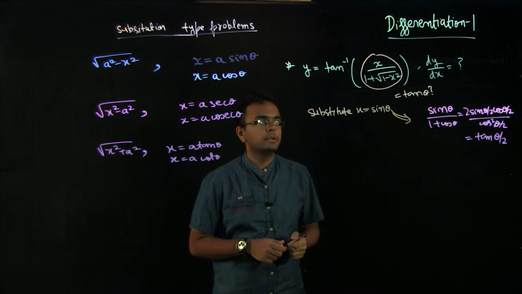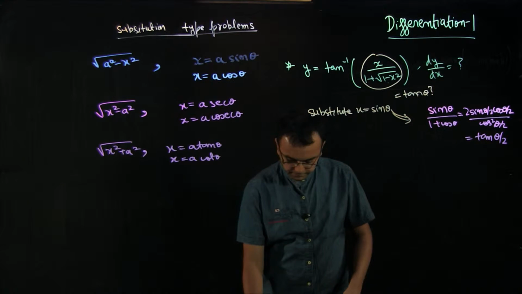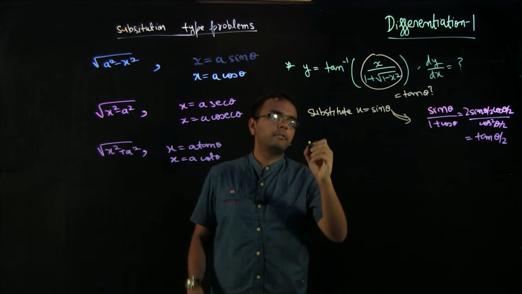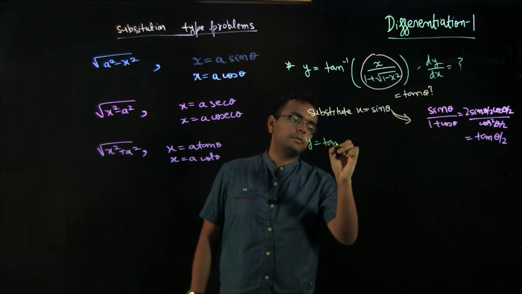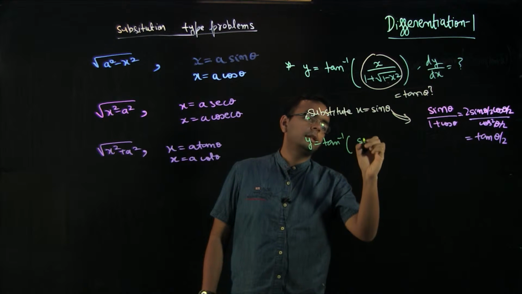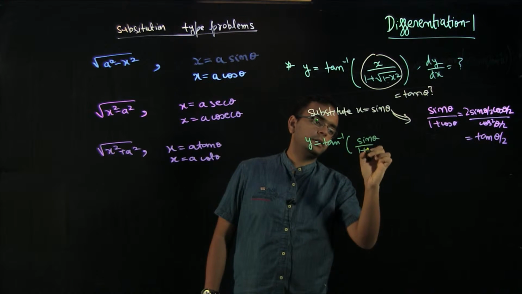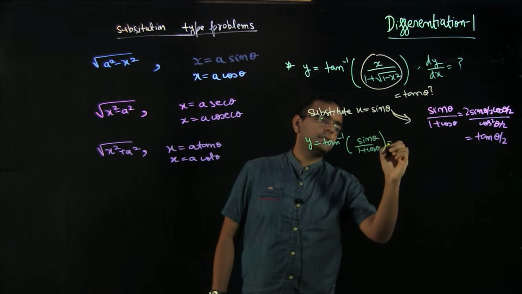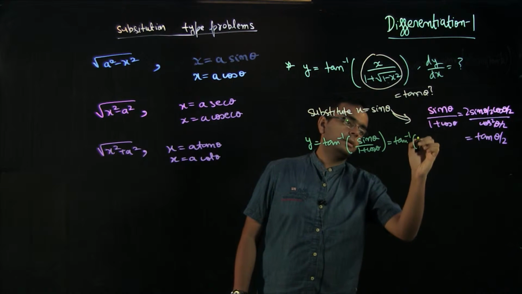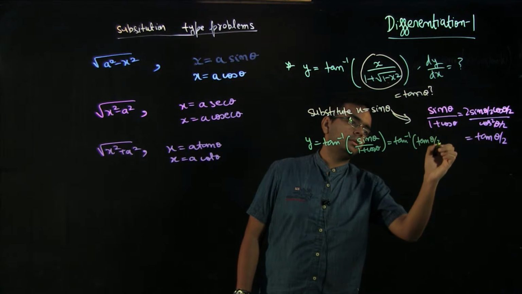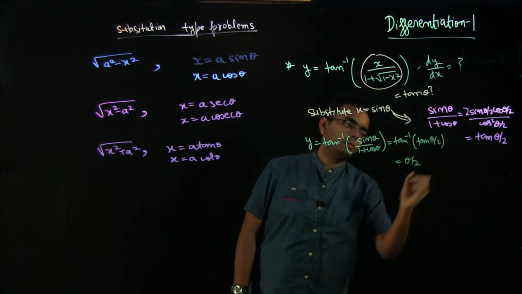If you substitute this, then y will become y is equal to tan inverse of sine theta by 1 plus cos theta, and this is tan inverse of tan theta by 2, so the answer is theta by 2.